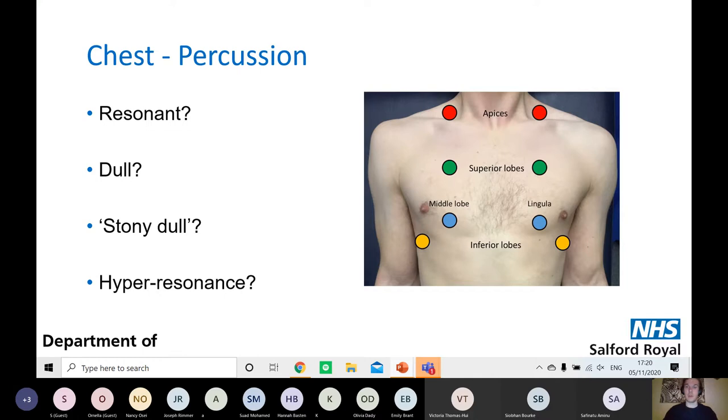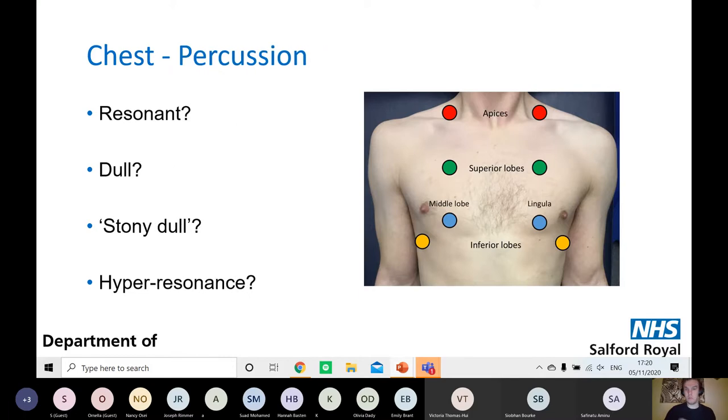And then work your way down the chest in a nice methodical manner. Always go apex, compare the two. Don't do one side and then the other, because you'll have forgotten what you found on the other side by the time you get there. Think about the character of the sounds that you've heard. Go on YouTube, search for some clips, find out what these things actually sound like if you need a refresher. Could I tell you exactly what stony dull sounds like? No, but if you listen to YouTube clips, you're going to be able to appreciate the difference between what dull and what stony dull sounds like, because they indicate different things. Stony dull is that classical description that you get for pleural effusion.